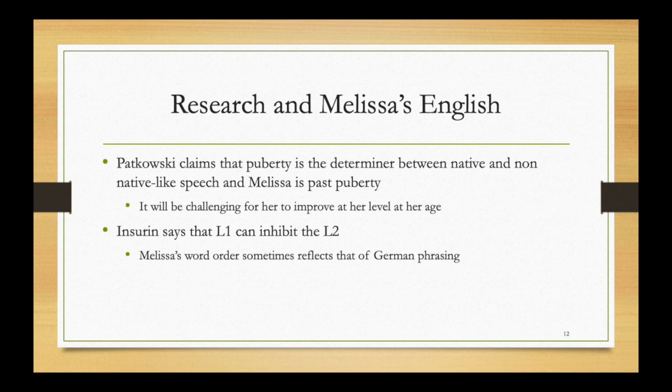Melissa has said the following order a few times: "have you a sister?" When directly translated into German, the order is correct, "hast du eine Schwester?" But Melissa has omitted the "du," which is an important piece in American English, so "do you have a sister?" Her English at times reflects German word order, which would support Isurin's claims.